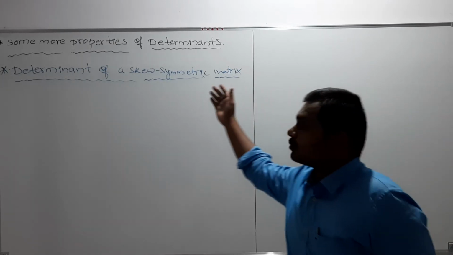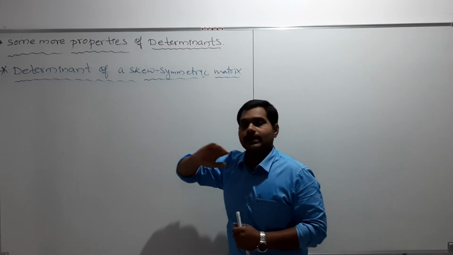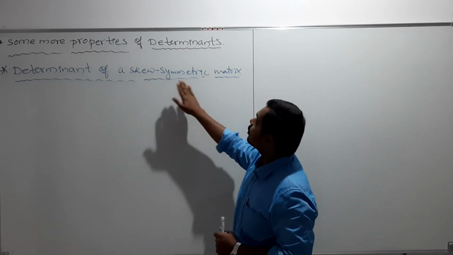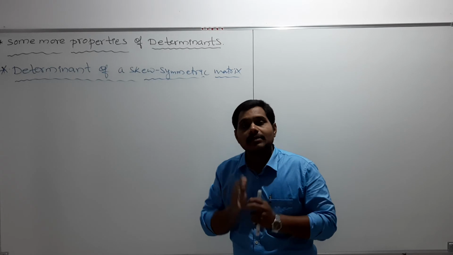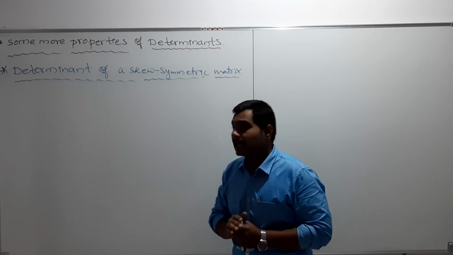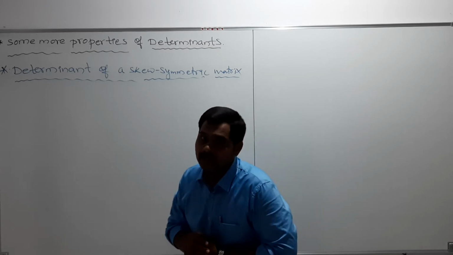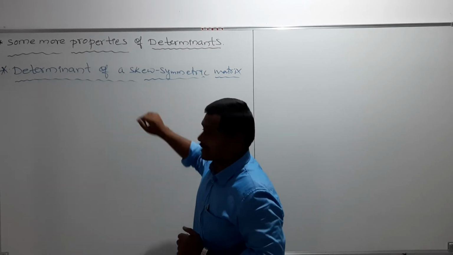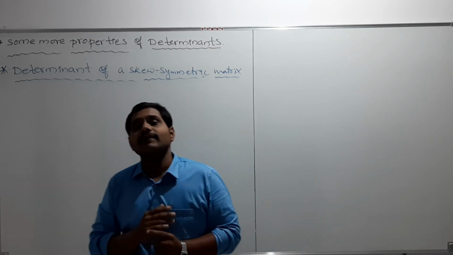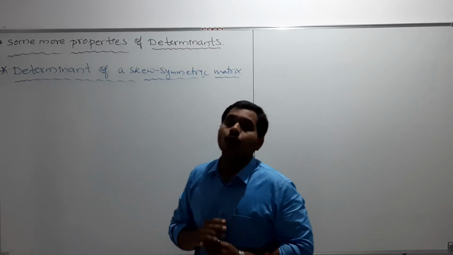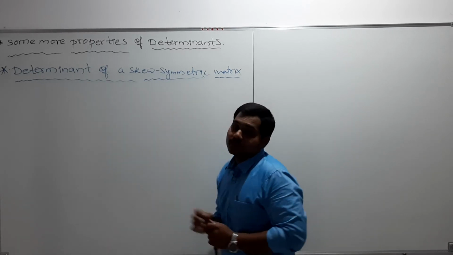So next, move to the next property, my dear students. The next property is the determinant of a skew symmetric matrix. Suppose the given matrix is a skew symmetric matrix, then how to find the determinant of that, I will discuss now. We already discussed what is meant by a skew symmetric matrix.